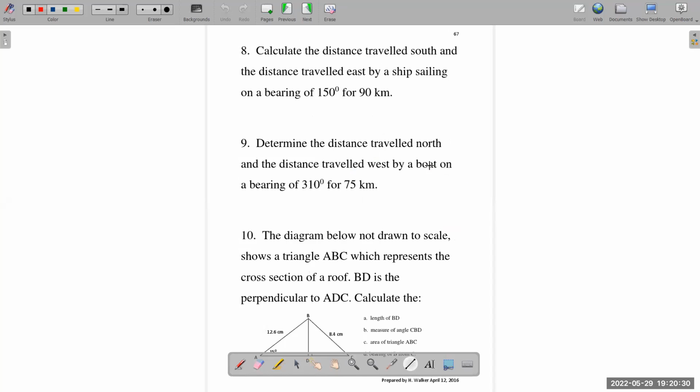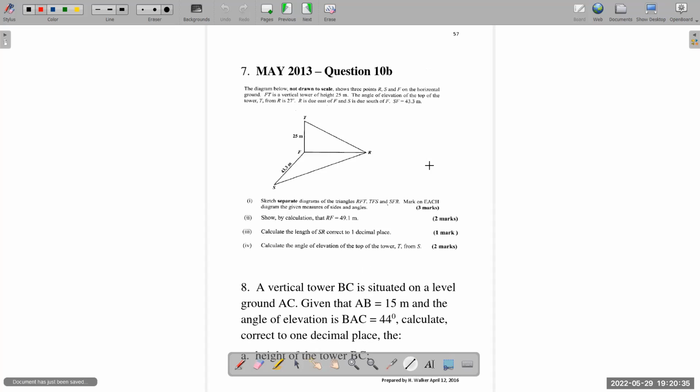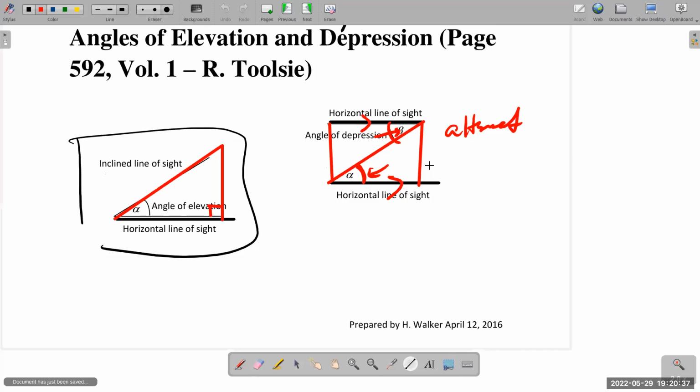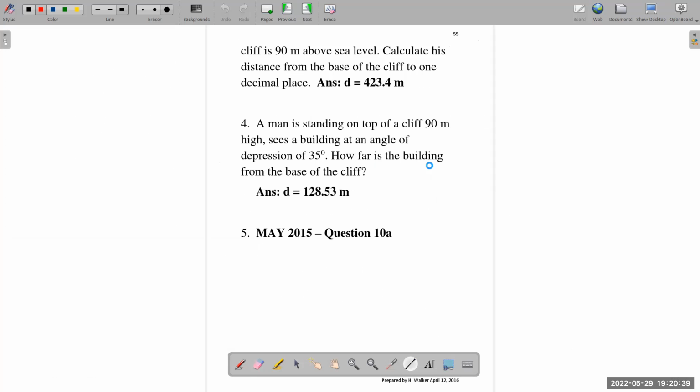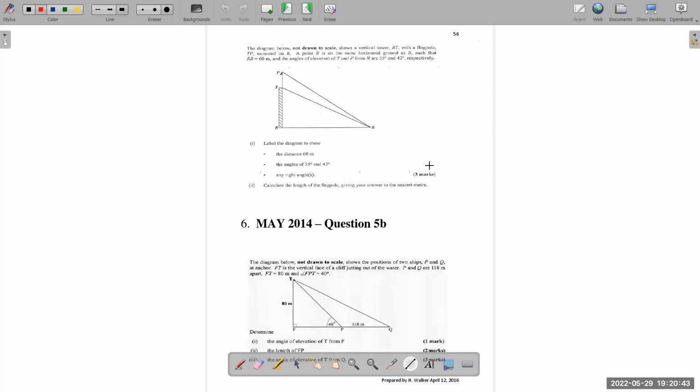So we're going to stop here at bearings. So I'm going to do one question from angles of elevation and depression and one question from bearings. And then we're done. All right.